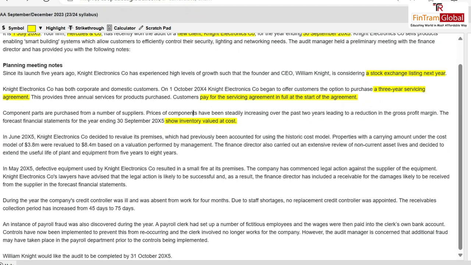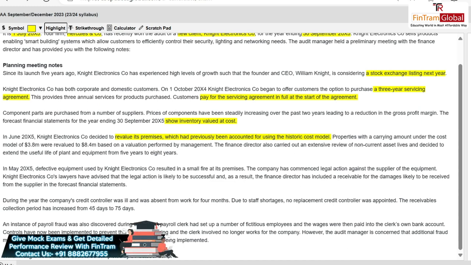And what else? In June 2005, Knight Electronics Co. decided to revalue its premises, which had previously been accounted for using the historic cost model. Okay, so there's revaluation as well. Properties with a carrying amount under the cost model of 3.8 million were revalued to 8.4 million based on the valuation performed by the management. So the management had performed a valuation, and there is therefore a risk that they may overvalue stuff as well, isn't it?